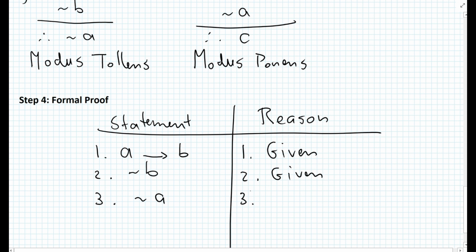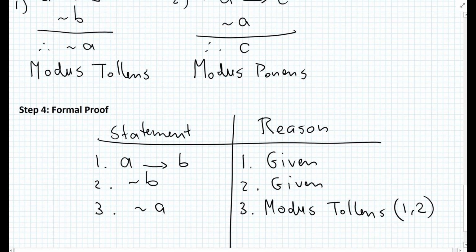Okay, so that is called modus tollens. And again, please let's not forget about the citations. We have 1, 2 because we're using step 1 and 2 to conclude 3 is true.